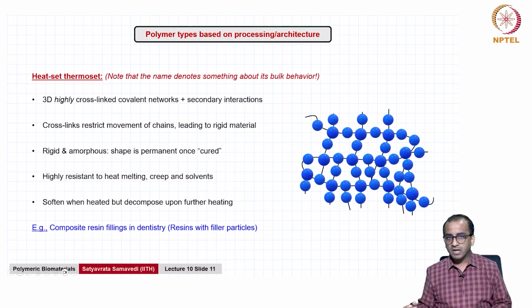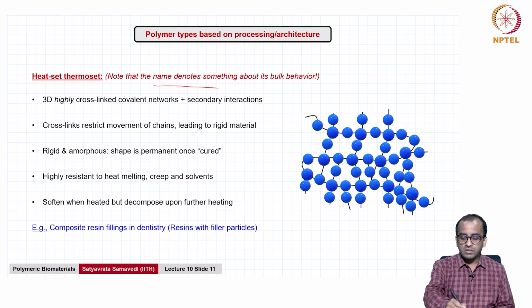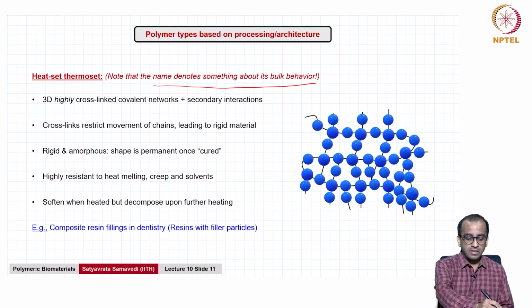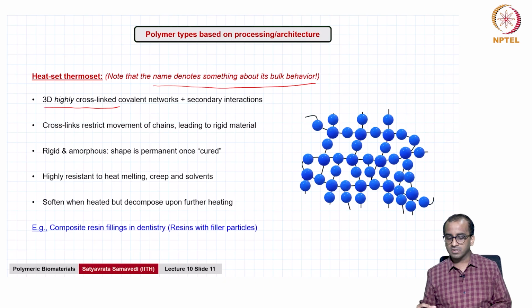Another categorization that we can come up with is a heat set thermoset. Again, note that the name denotes something about the bulk behavior. Now, unlike thermoplastics, thermosets are very highly cross-linked polymers, where the degree of cross-linking, as we saw earlier for cross-linked polymers, is extremely high.